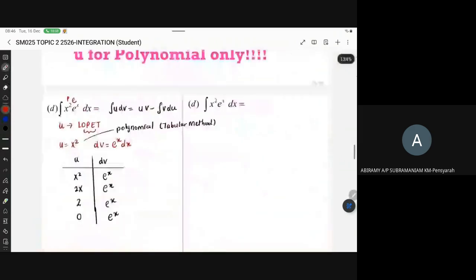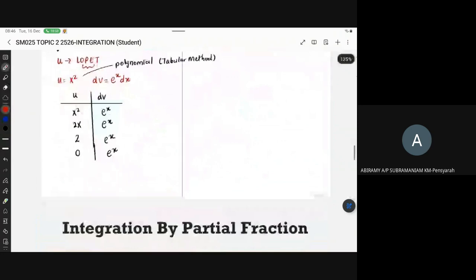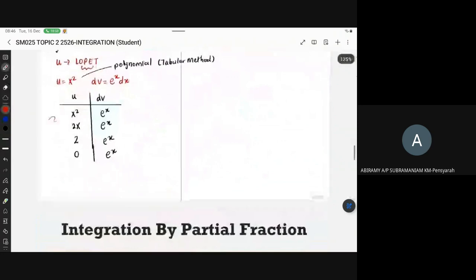Now to get your answer, we are going to start with a plus sign followed by a minus sign followed by a plus sign, and the last is 0. You can have a minus sign, but there is no function for it. So we always start with plus, minus, plus, minus.